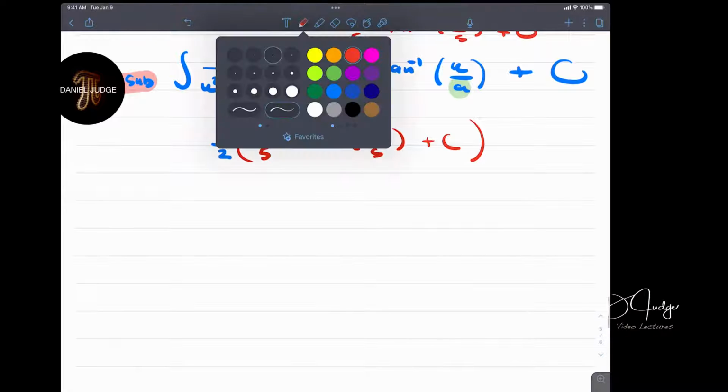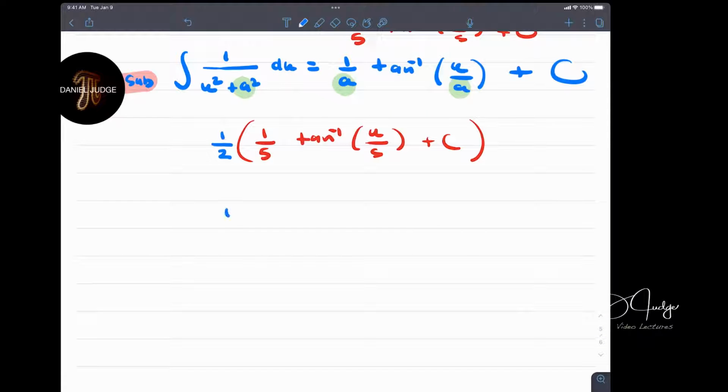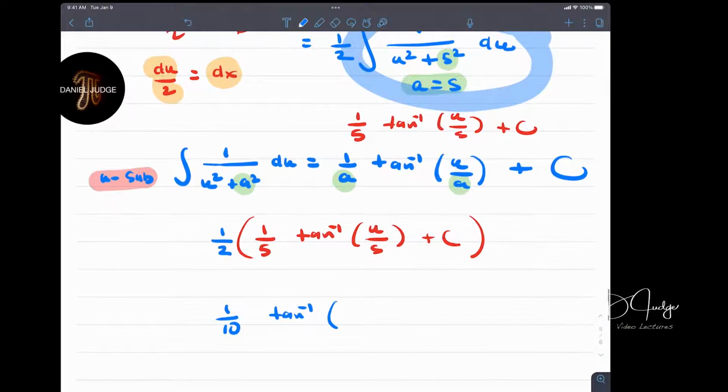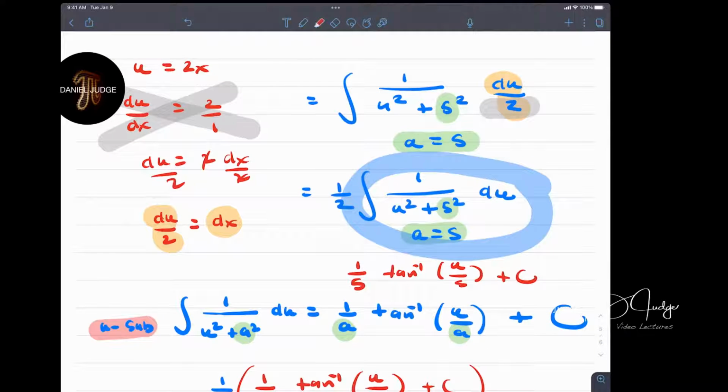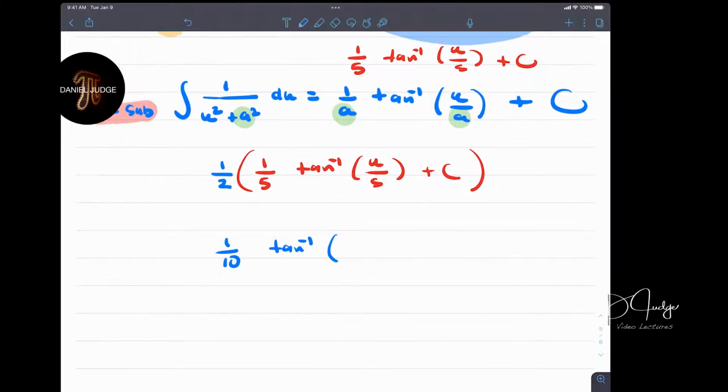So when you multiply now, you distribute. This becomes 1/10 inverse tangent. Remember what u is, though. Go back, and what is u to begin with? Here's u. It's 2x. So we replace this with 2x over 5. Yes, that can be 1/2 c, but you guys know by now that's just going to be your constant. And we can just leave it as our answer like this.